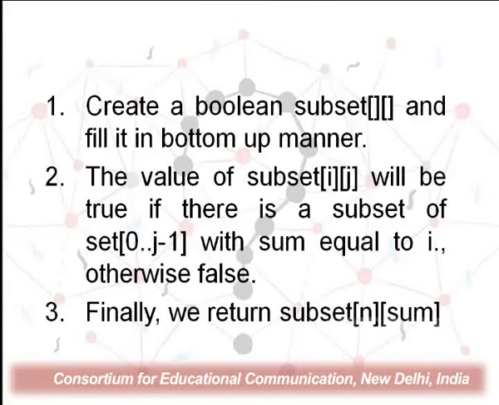So primarily what are we going to do? We will create a Boolean subset and fill it up in the bottom up manner, where each value of the cell will be true if there is a subset of the set 0 to i minus 1 with sum equal to j, otherwise false, and we will return that subset, so that the last cell of that particular subset is going to give us the Boolean value saying whether this situation is possible or not.